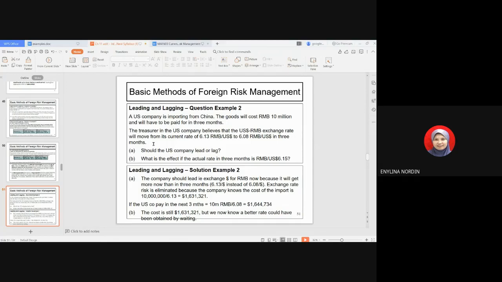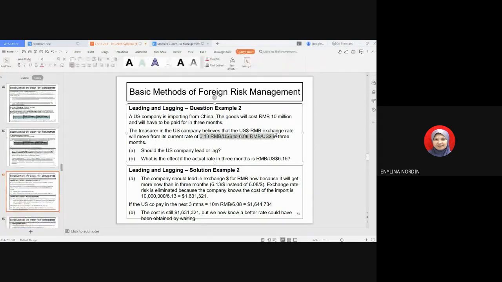in 3 months' time. So what does it mean here from the exchange rate prediction? That means the treasurer of the US company predicts that the RMB is going to appreciate. Why appreciate? Because there is going to be less RMB currency for $1. So it becomes cheaper for RMB to be converted into dollar.